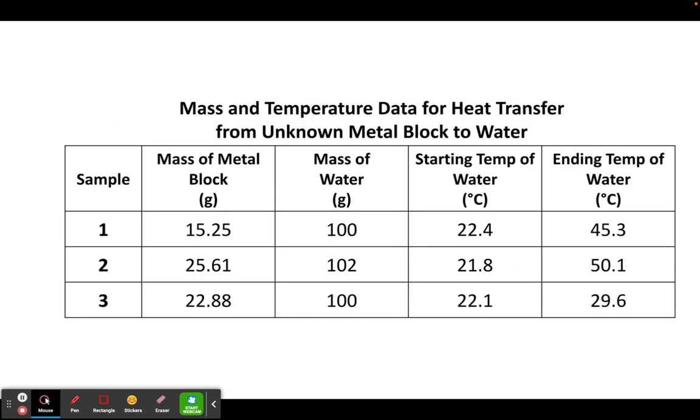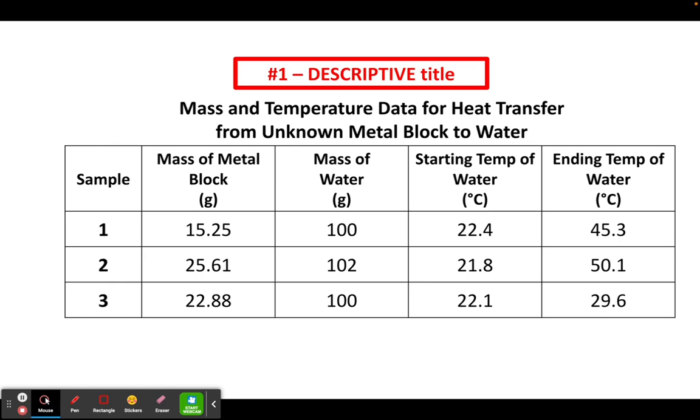Okay, so now we're going to talk about tables. Tables are very similar to graphs. You need to have certain things that are important. So one, again, a descriptive title. Here you've got mass and temperature data for heat transfer from unknown metal block to water. That is a great title. It's descriptive. It tells you exactly what that data is about, right?